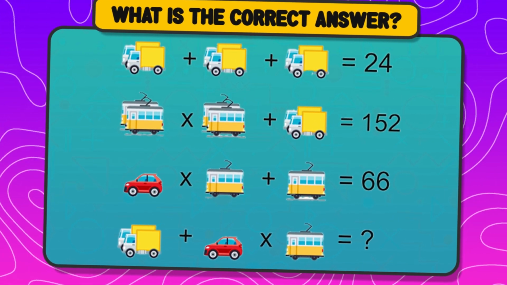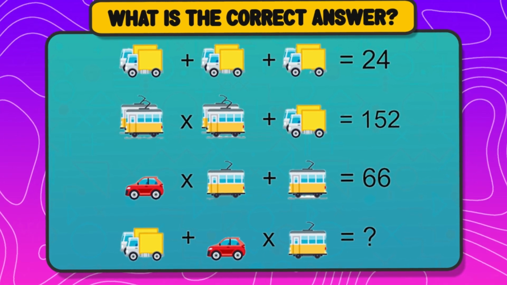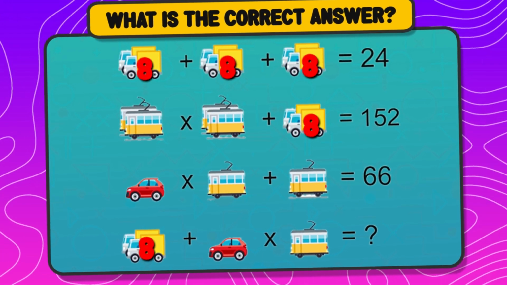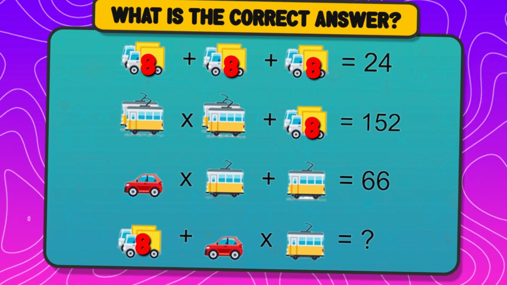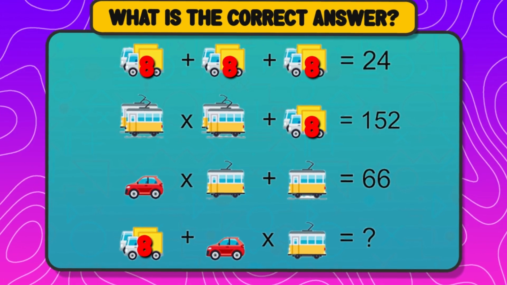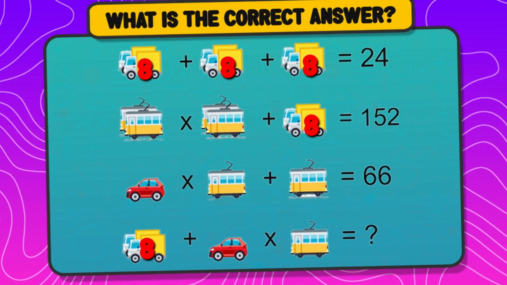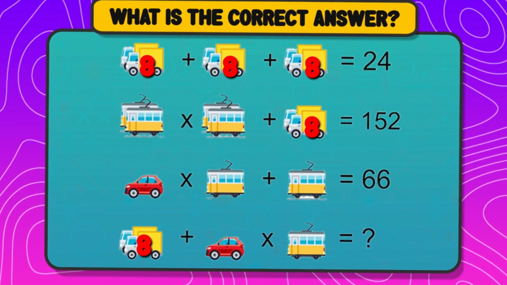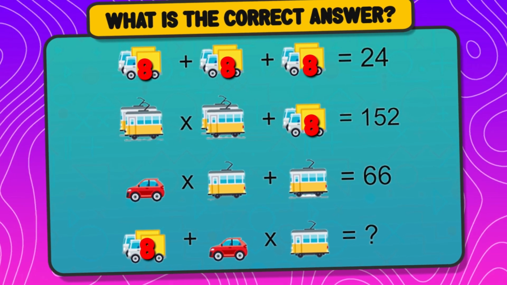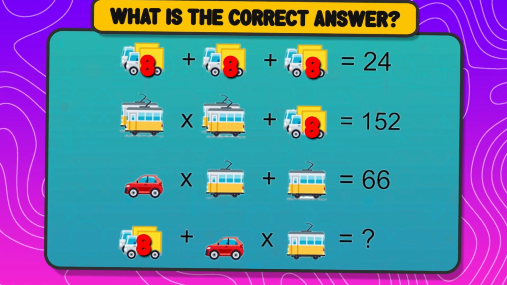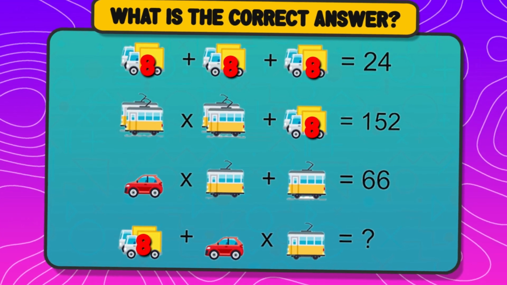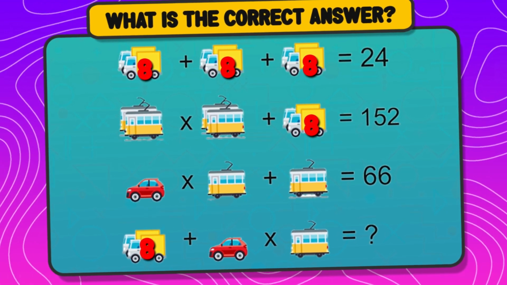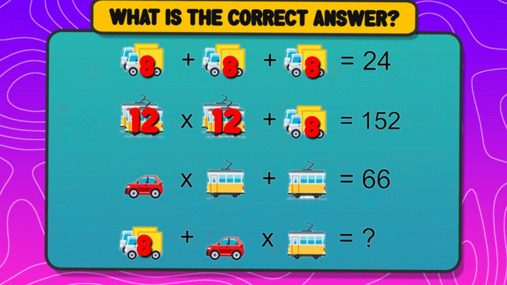To determine the cost of 2 trucks, we divide 24 by 3 and get 8. In the second row, we have the answer 152, and we need to figure out the number hidden under the trams. To do this, we subtract the cost of the trucks, 8, from 152. 152 minus 8 equals 144. Then we take the square root of 144 and get 12.